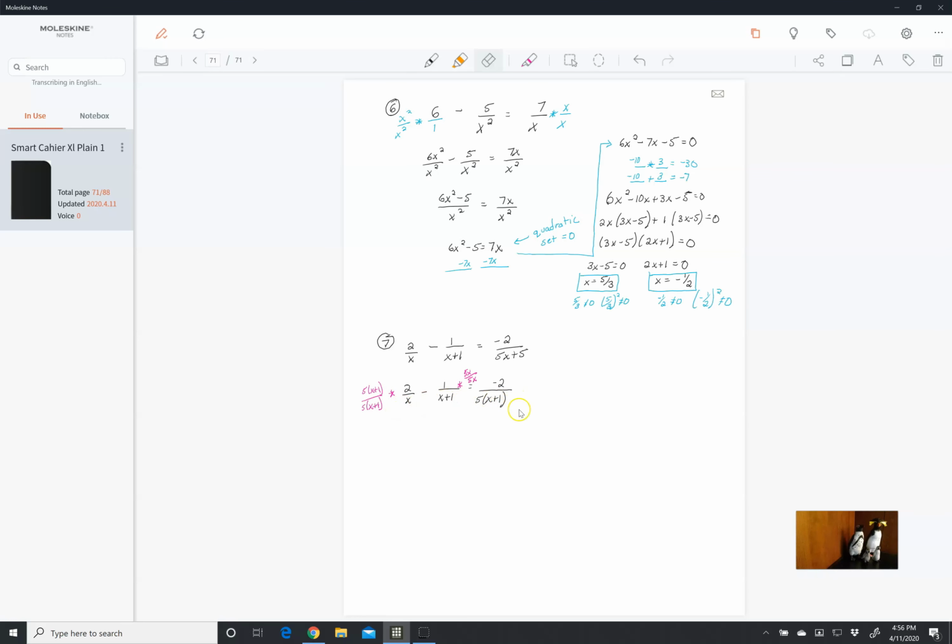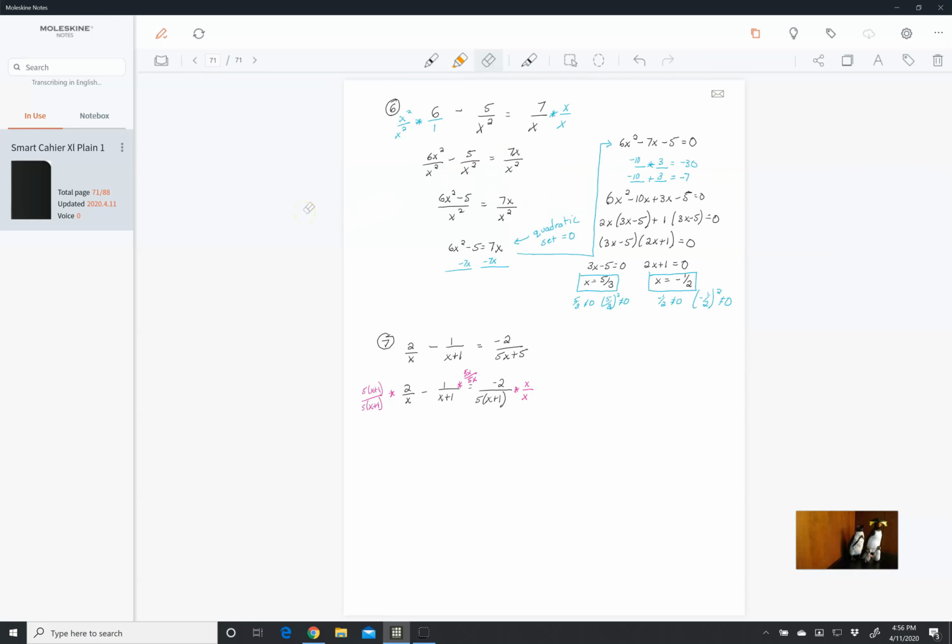This one has an x, this one doesn't. Okay, so we'll be careful here. This is an x plus 1, it's not an x. This one has an x plus 1, this one already has it. So this one only needs to be multiplied by x over x. Okay, so now we're ready to combine our fractions.